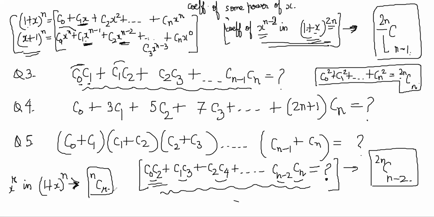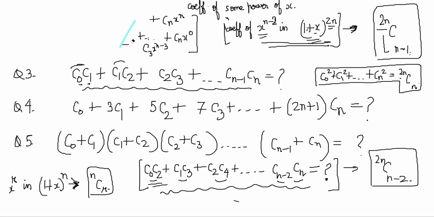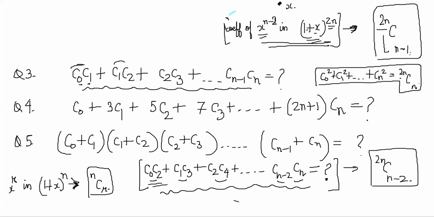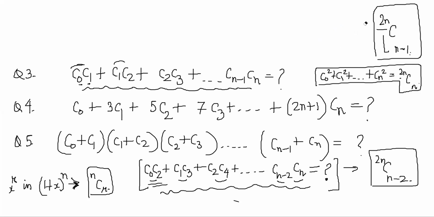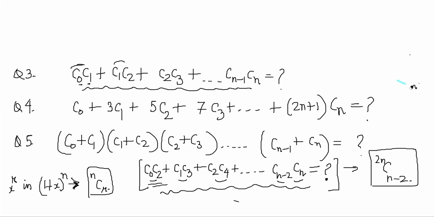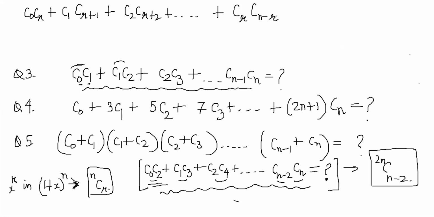So in general, we can generalize this and say that if you have to take the product of binomial coefficients where the difference between the subscripts is r, and you have to take the sum of all such two-at-a-time products, like C0 Cr plus C1 C(r+1) plus C2 C(r+2), and this goes on till, no wait, the last term should be C(n-r) Cn. This is the last term. So this will be 2nC(n-r).